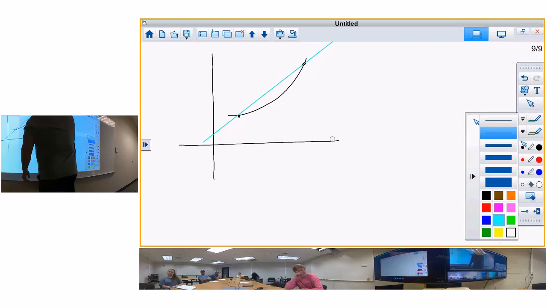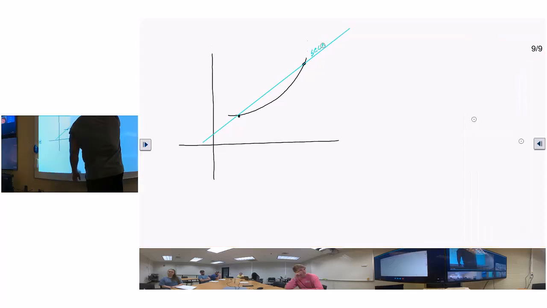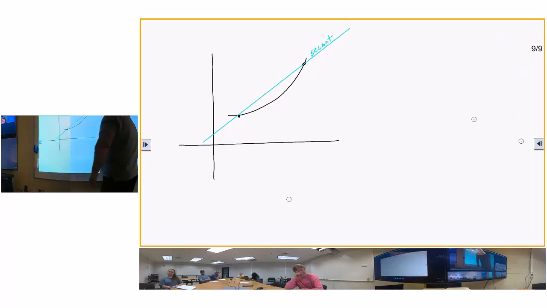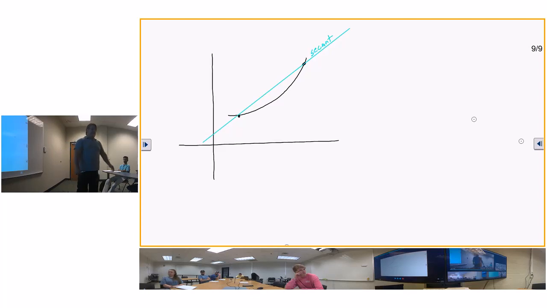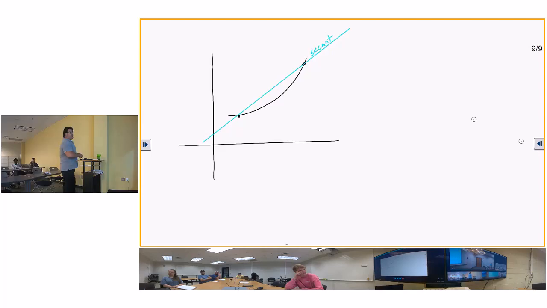Why is it called the secant line? Anybody know? Because any 2 points on a circle, the line between any 2 points. Okay, I gotta sit down. I'm not used to somebody answering that question. Yes, it's on the inside of the circle.